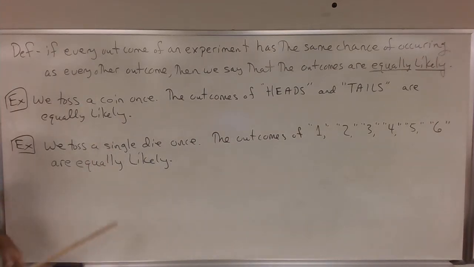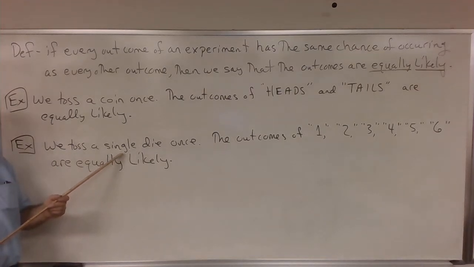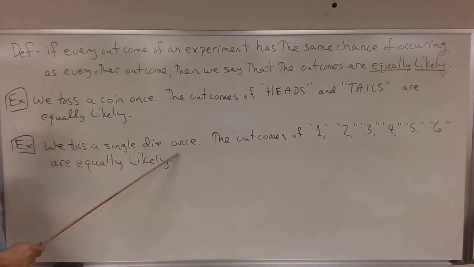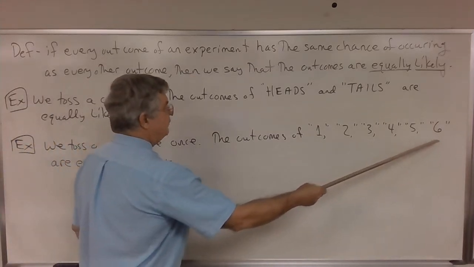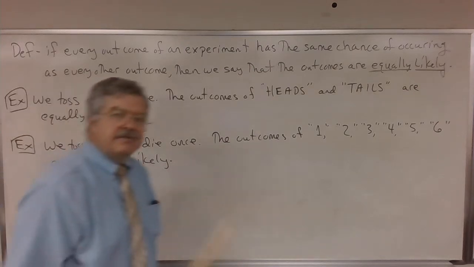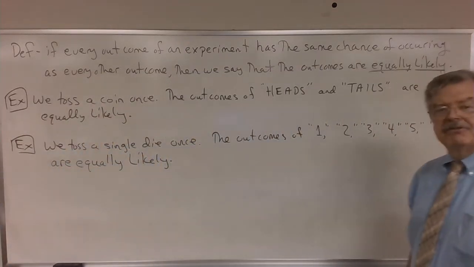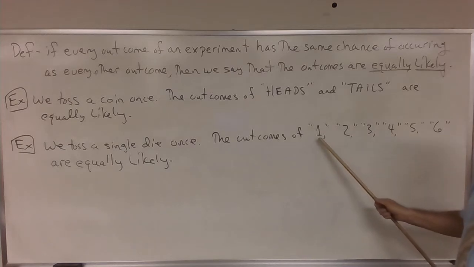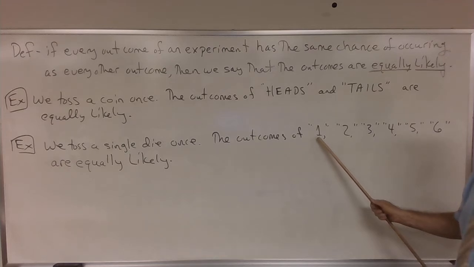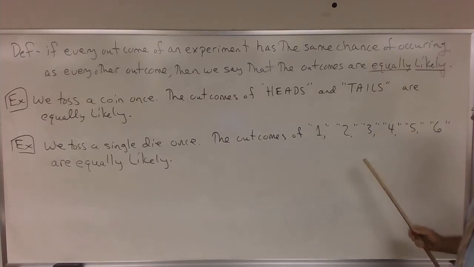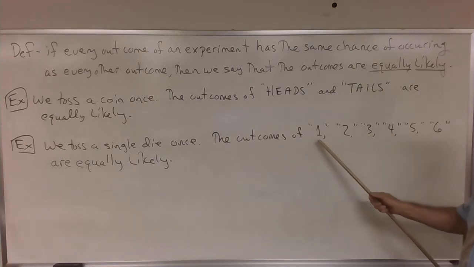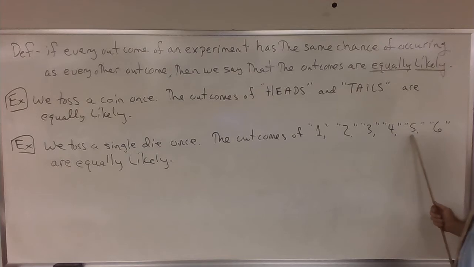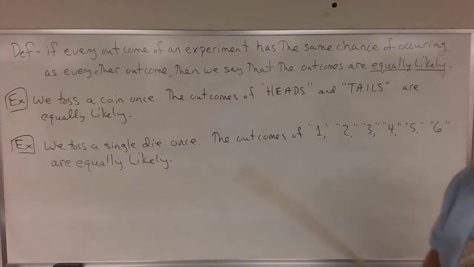Here's another example. We take a single die, one dice, we toss it once. The possible outcomes are 1, 2, 3, 4, 5, 6. And each of these outcomes has the same chance of occurring as every other. We have just as much of a chance of getting 1 as we have getting a 5. The chances of getting 3 and getting 4 are the same. So all of these outcomes, 1, 2, 3, 4, 5, 6, are equally likely.